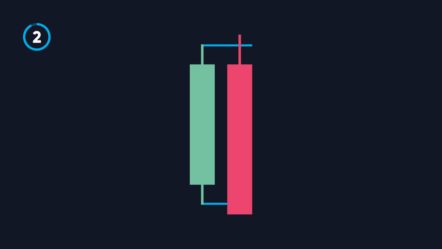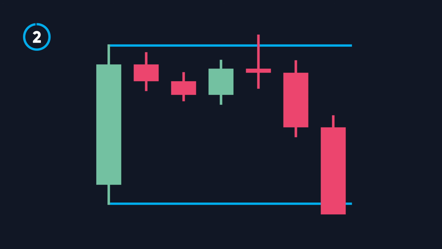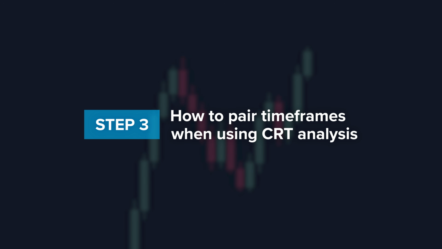So the point is that time is relative, so there is no specific amount of candles that you can expect a CRT model to complete within. The important part is making sure that the correct market structure is present. So let's now move on to step number 3, which is how you should pair time frames to find entries with CRT.